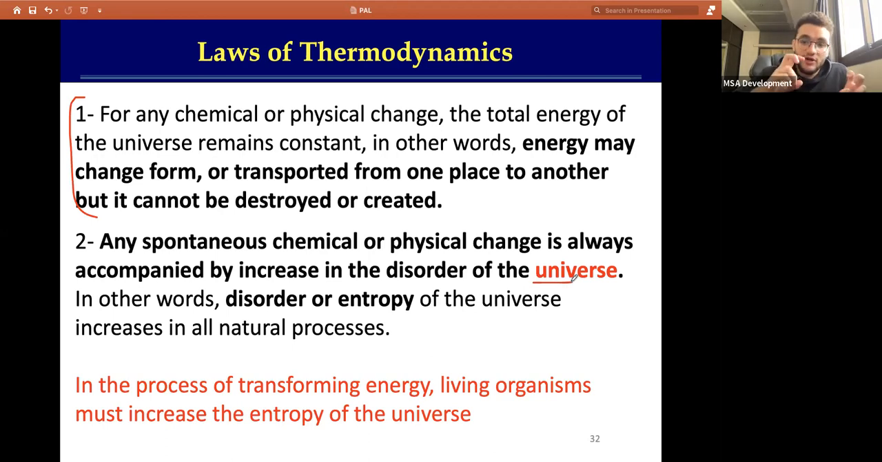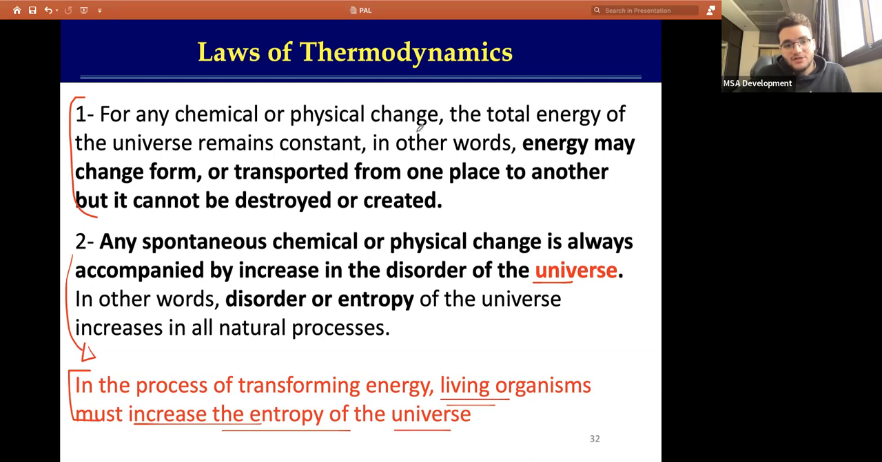Disorder, or the degree of order, is also called the entropy. This is an important point as well, because for living organisms this also applies. There must also be an increase in entropy. So just know this point: for a living organism there is an increase in entropy every time there is a change in the form of energy.